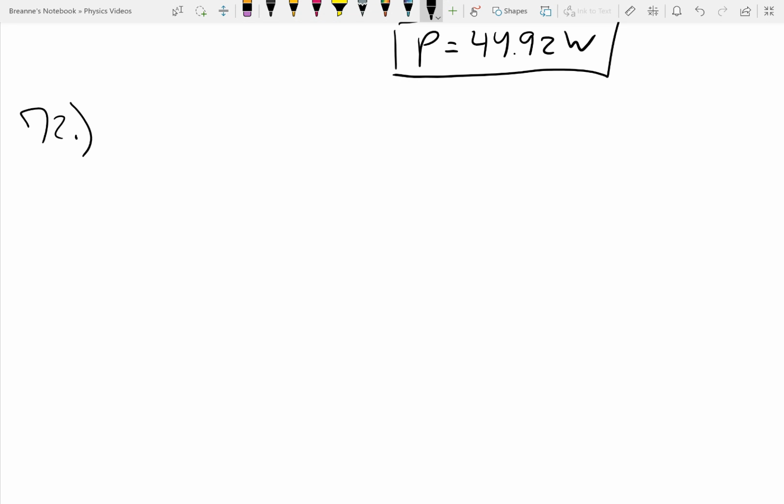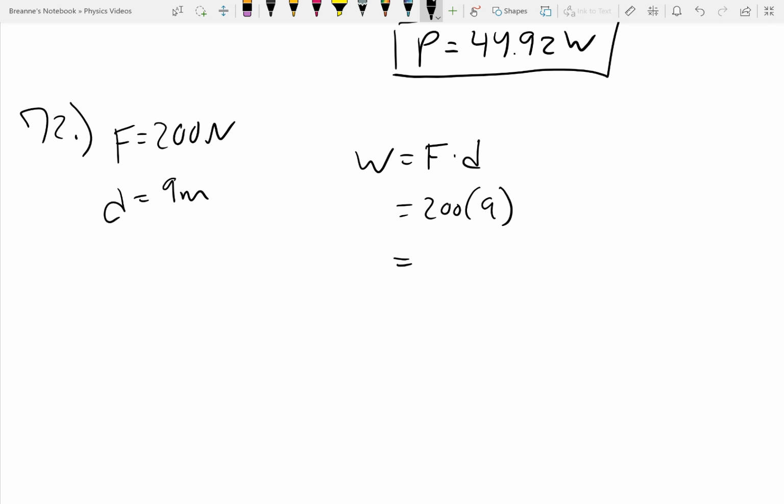Problem 72: a box is pushed with a net force of 200 newtons for a distance of 9 meters. What is the work done on the box? Again, let's write down our givens: force, distance. Work equals force times distance. So guess what? You just multiply the two. Yay! Work is in joules. There you go, pretty simple one.